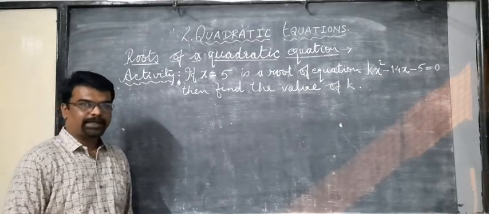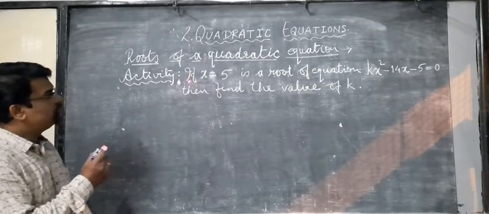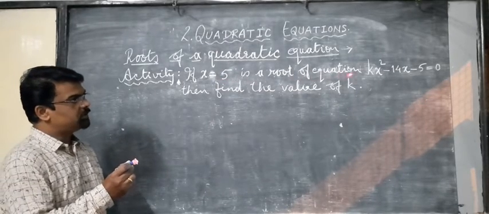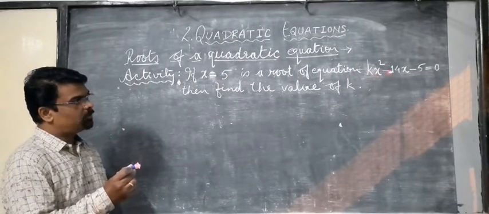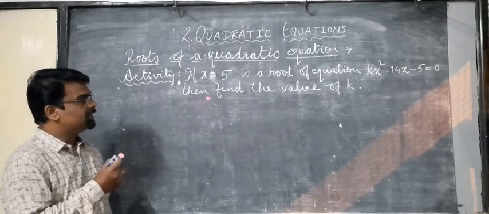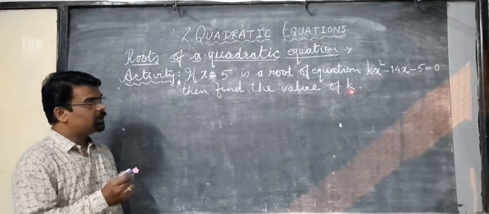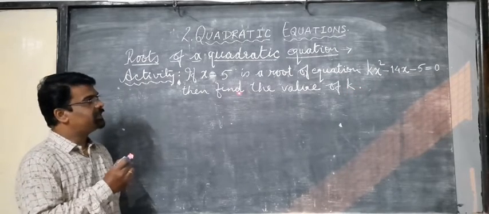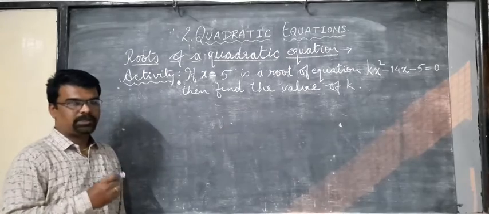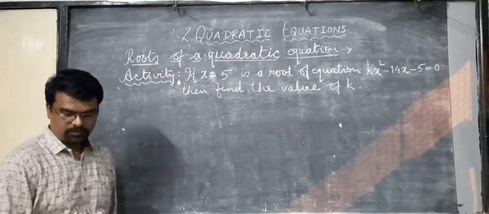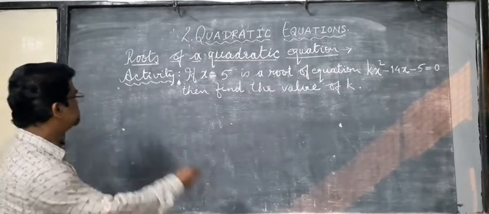Now let us solve one activity. If x is equal to 5 is a root of equation kx square minus 14x minus 5 is equal to 0, then find the value of k by completing the activity. Okay, this activity is given in your textbook in the form of fill-ups. Okay, we will solve it. Now, how to solve this?